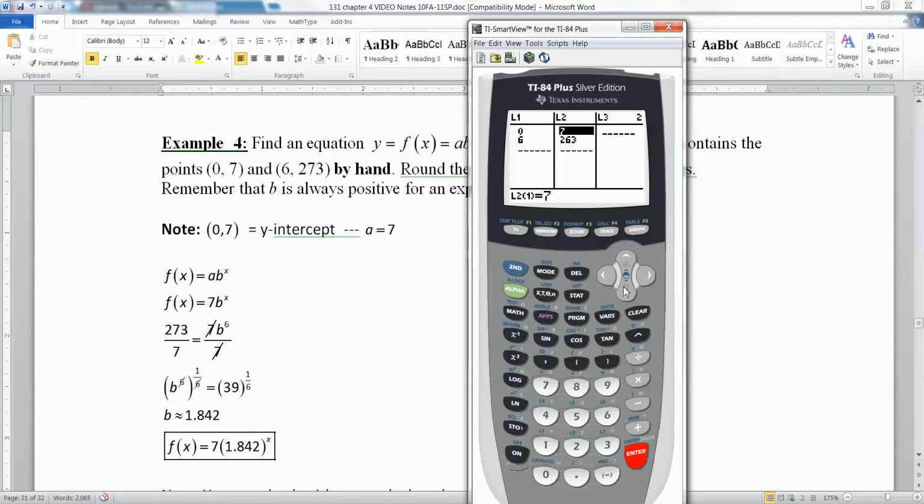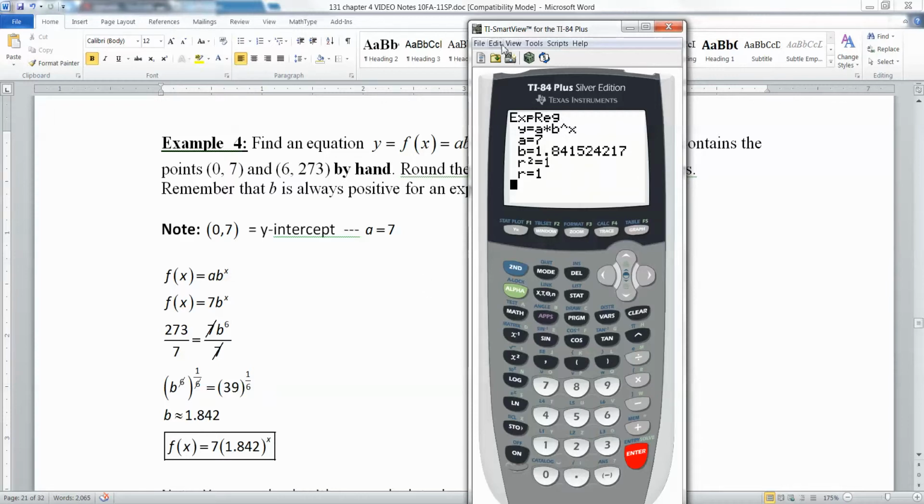Oops. You probably already caught it. I made a mistake. That's why it's not the same as the answer. It was 273, not 263. See how one little number matters? Stat, Calc, I want to get to 0. There it is. Now let's try this again. Yay, 7, 1.84. That's what we wanted, 1.84.